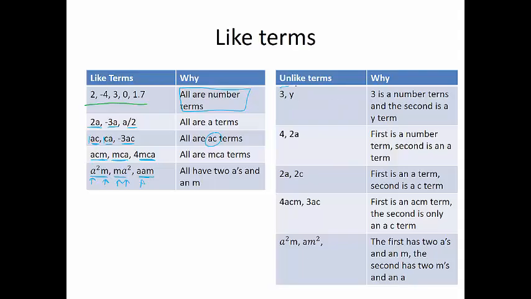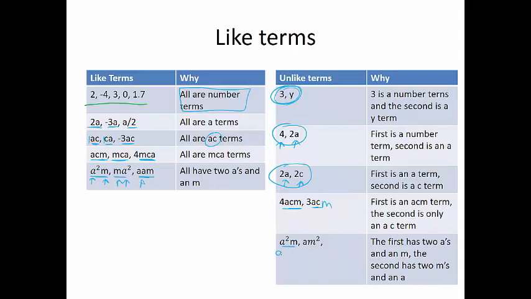Alright, let's look over here. These would not be like terms. They are not like terms because the 3 doesn't have a y with it, so you wouldn't be able to call these like terms. These are not like terms because this does not have an a with it, and this one has an a. These are not like terms because this has an a and this has a c. They don't have the same variables together. This has an a, c, and an m, and this has an a and a c. These are not like terms because they don't have the same variables. It would have to have an acm.